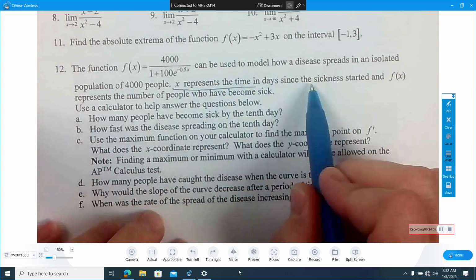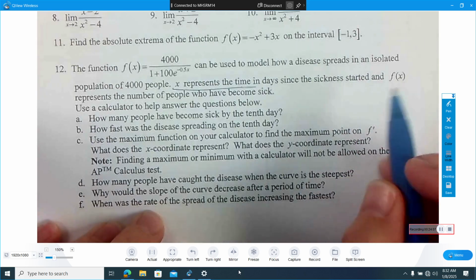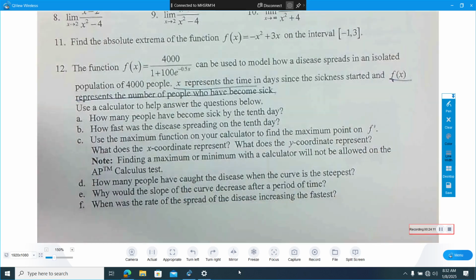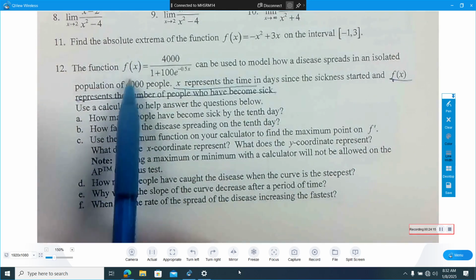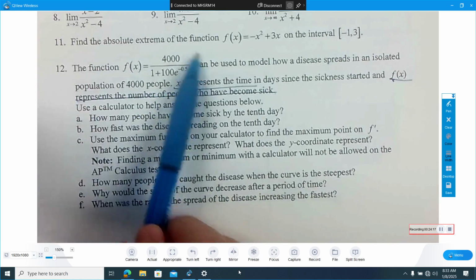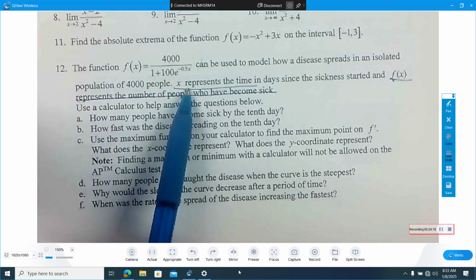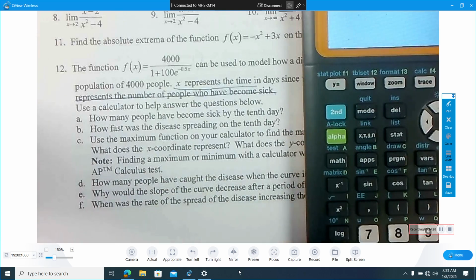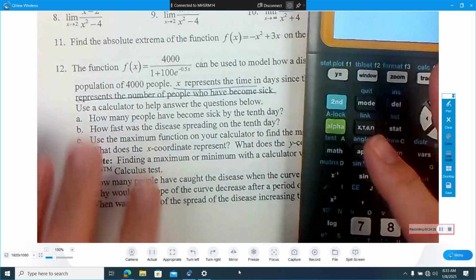X represents the time in days since the sickness started, and f of x represents the number of people who have become sick, so the infected. Do you know what kind of curve this is? It has a very special name. It's called a logistics curve. So this is a calculator question. So we're going to go ahead and start by graphing it.